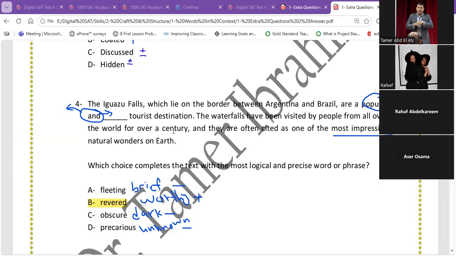Tourist destination. The waterfalls have been visited by people from all over the world for over a century, and they are often cited as one of the most impressive natural wonders on earth. So we are still talking about positive things. We are still talking about positive things. So the meaning is revert. Okay. Let me just stop.